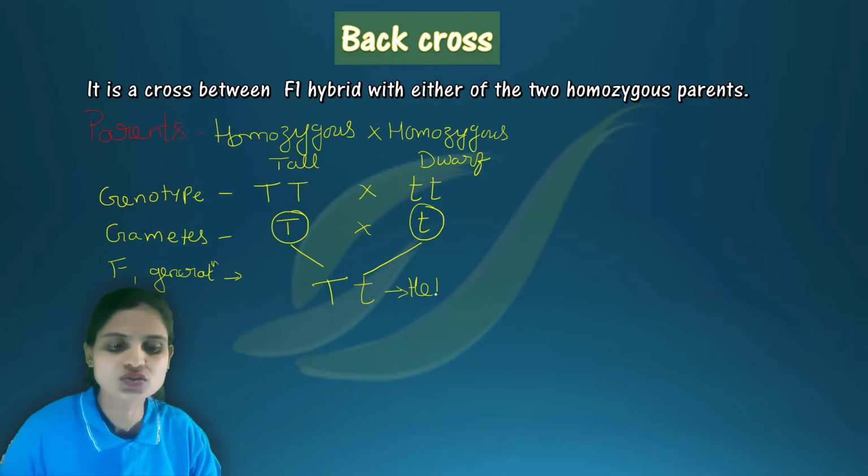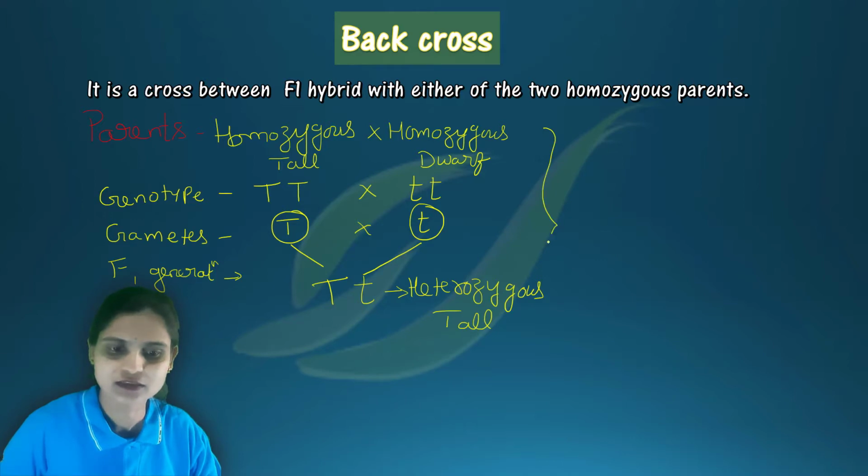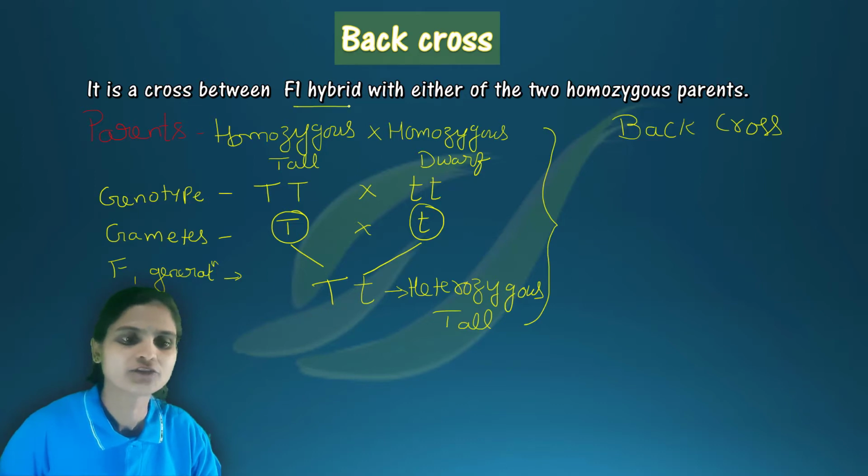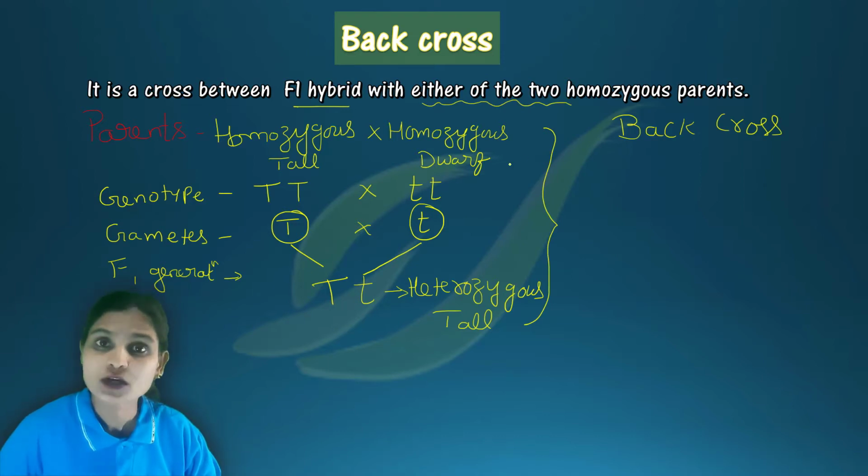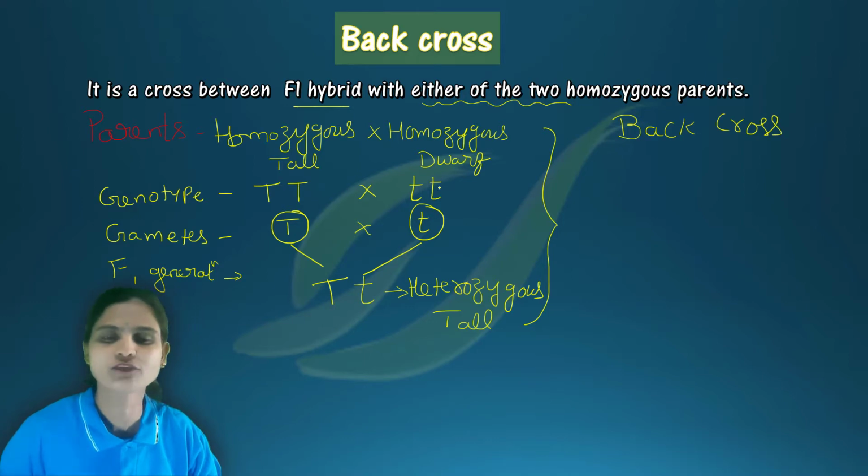We are getting heterozygous tall. Now we are going to do the back cross for this, so please understand this. As the definition itself indicates, it is a cross where the F1 hybrid is crossed with either of the two parents. Here tall is a parent and dwarf is a parent, so capital T and small t are the homozygous parents. This is the F1 hybrid. So back cross is nothing but the F1 hybrid crossed with any of the parents.